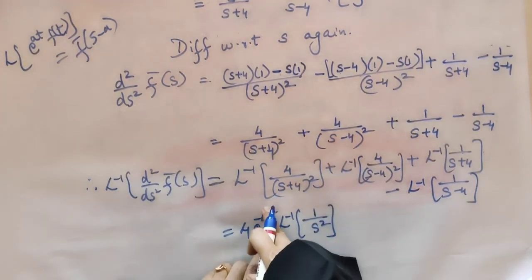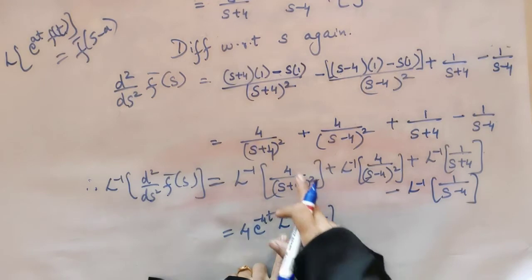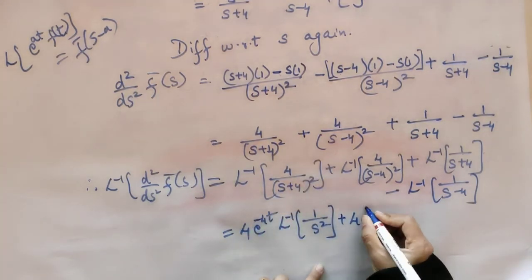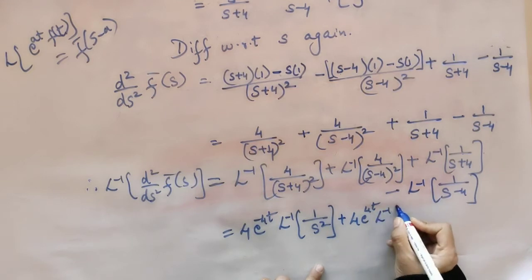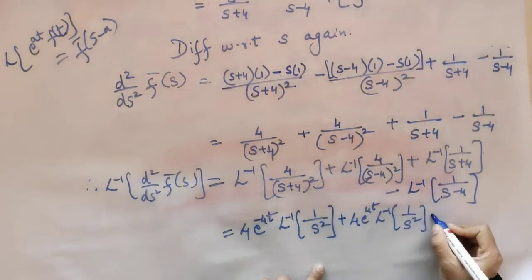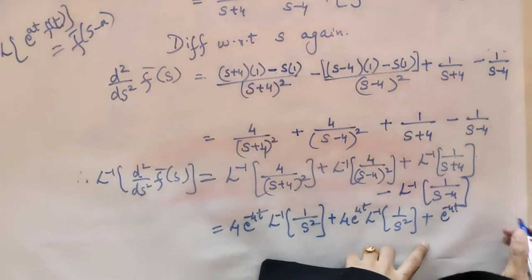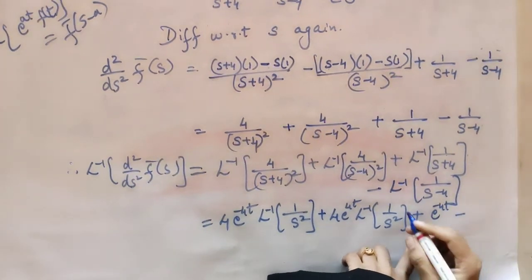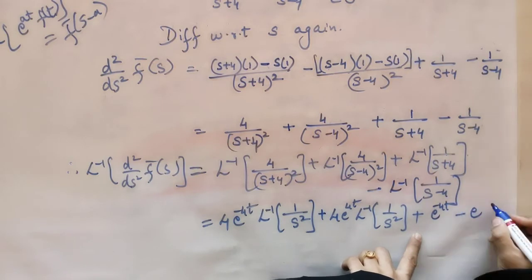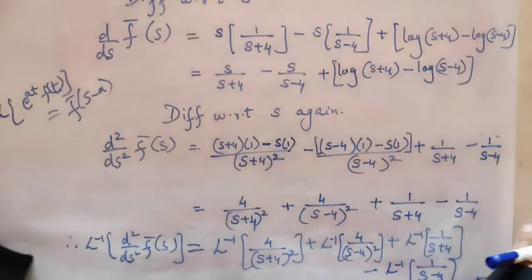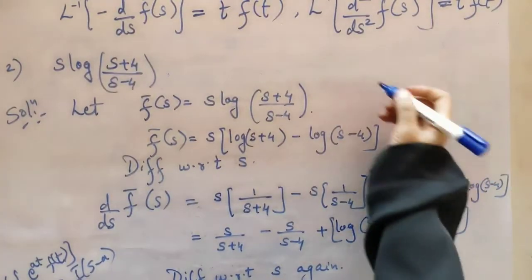So it will be e to the power minus 4t, inverse Laplace transform of 1 divided by s square. Already 4 has been taken out. Similarly here, e to the power 4t, you will get 4 outside, L inverse of 1 divided by s square. Plus, what is L inverse of this? It is e to the power minus 4t, minus L inverse of this, e to the power plus 4t.